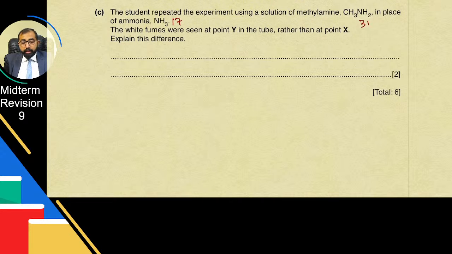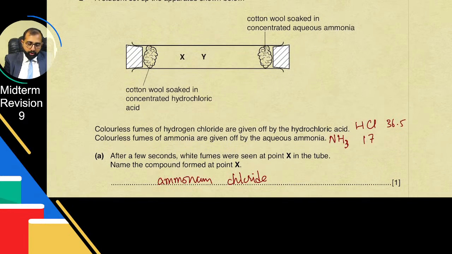The white fumes were now seen at point Y instead of point X. Okay, so they are at point Y. Clearly, this thing is no longer HCl, it is methylamine, and methylamine is traveling relatively faster than HCl. अभी भी अमोनिया तेज है, but methylamine जो है वो उतना ज़्यादा it's not lagging behind.